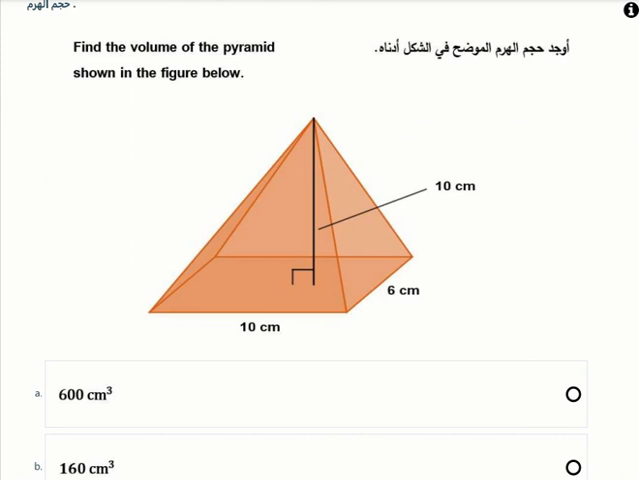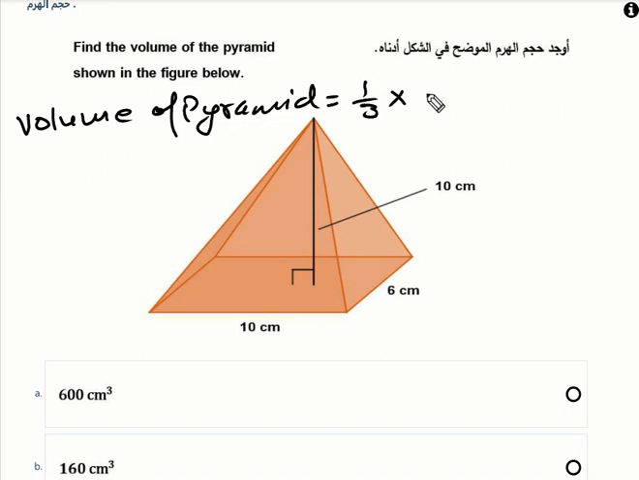Now what is the formula for the volume of a pyramid? Volume of the pyramid is equal to 1 over 3 times area of the base times height. Okay, I am writing it in short, area means area of the base. Okay, now you can see here 1 over 3 times.